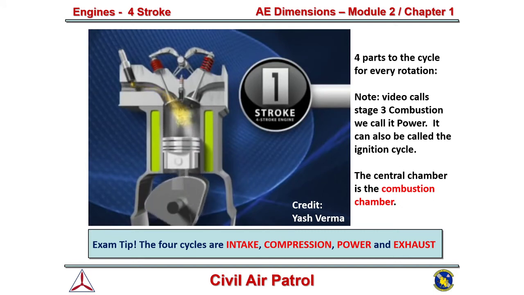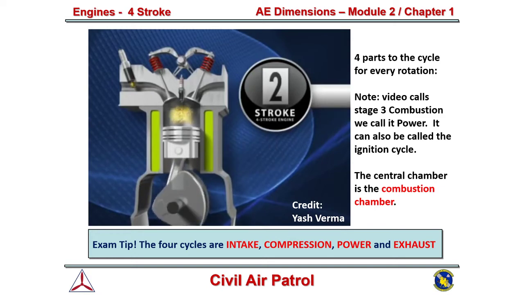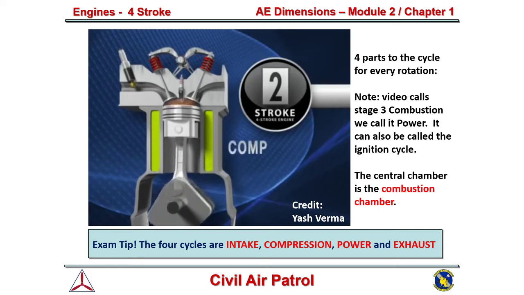If we break it down even slower, that first stroke is called the intake. We can see the valve opened up and the fuel came in. Now we're going to go to stroke 2, which is the compression stroke. We're going to see the piston slowly moving up. Obviously, in real life, this happens really fast. It's going to compress that fuel and air. And then, after the compression stroke finishes, we have ignition.